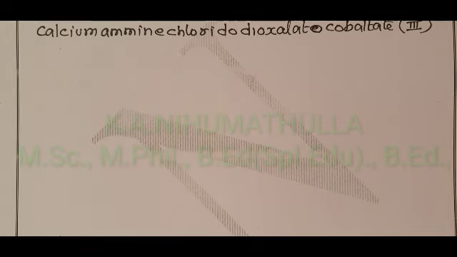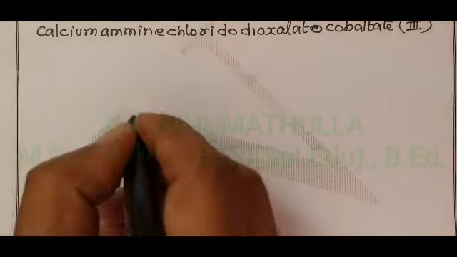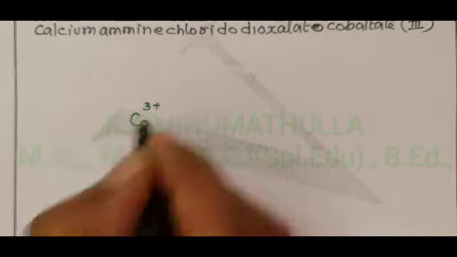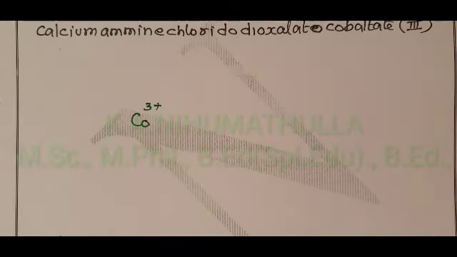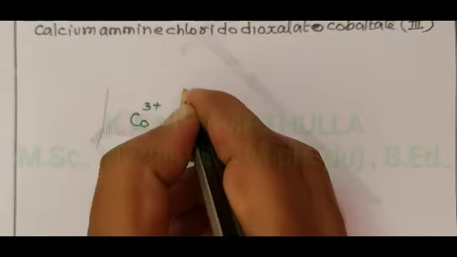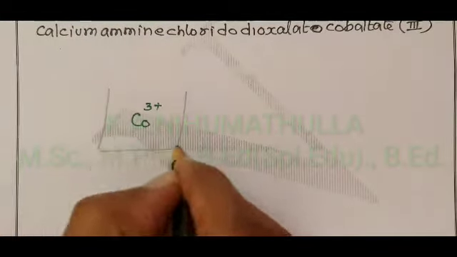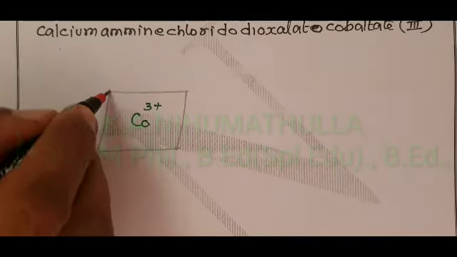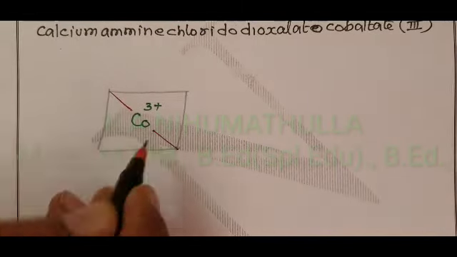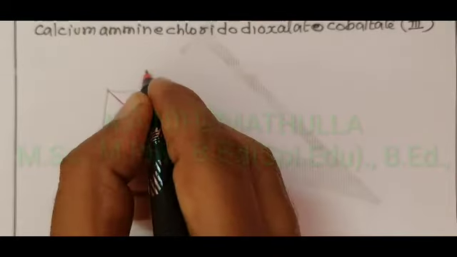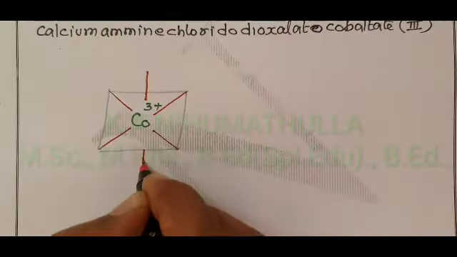We know the central metal ion in this complex is cobalt, Co, oxidation state equal to 3 plus. Octahedral geometry, where the ligands are present. First draw, join the four corners, above the plane one ligand, below the plane one ligand.